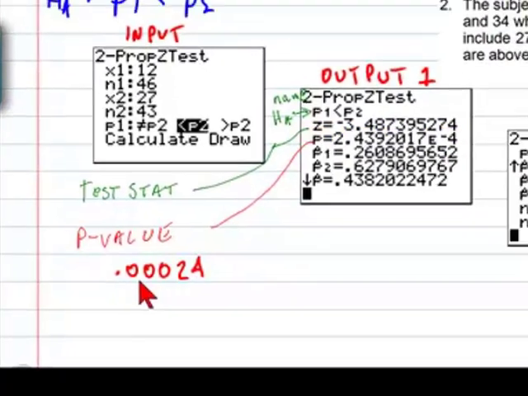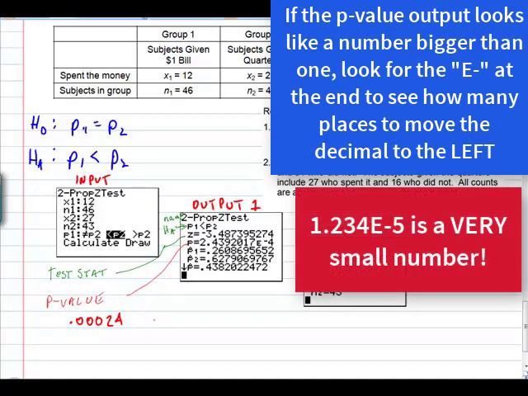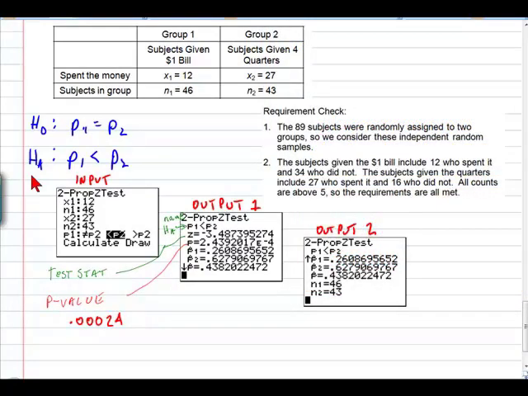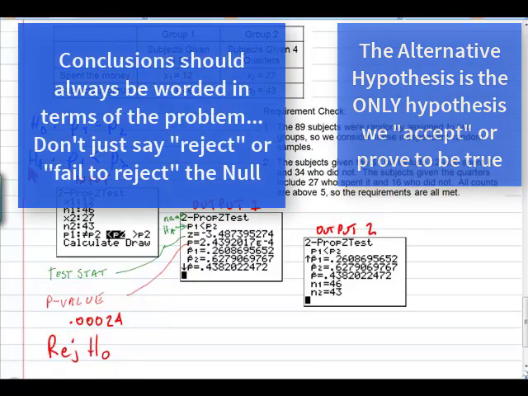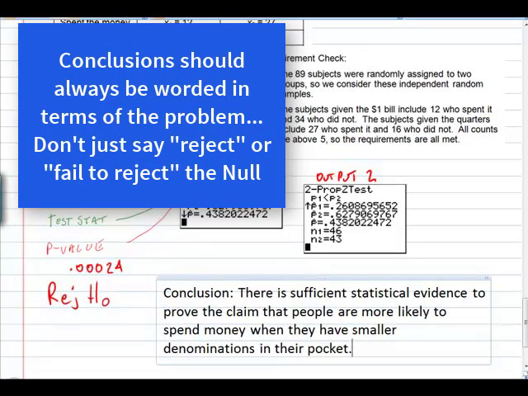So is this a large p-value or a small p-value? Very, very small p-value. So based on this p-value, would we reject or fail to reject the null hypothesis? We would reject the null hypothesis because the p-value, remember, is the probability of getting these results assuming the null is true. There's a very small probability of getting these results based on our assumption. Therefore, we have to throw out our assumption because we got these results. We reject the null hypothesis, which means, in essence, we accept the alternative. So our conclusion here: there is sufficient statistical evidence to support the claim that people are more likely to spend money when they have smaller denominations available in their pocket.